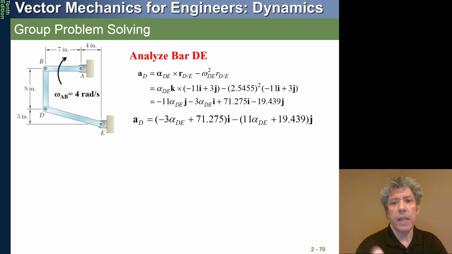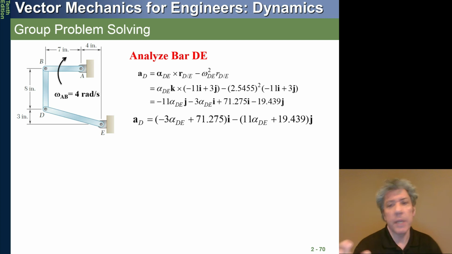And then finally, after that, they've got plus 71.27. Where did all this come from? Well, we're actually done with all the cross products. We're done with that first tangential acceleration piece. Now we're working on the normal piece that involves the omega squared. So this comes from 2.5455 squared times 11, and it's negative times a negative, so it's a positive 71.275. And then negative of 2.54, etc., squared multiplied by positive 3 gives us a result that is a negative 19.439.